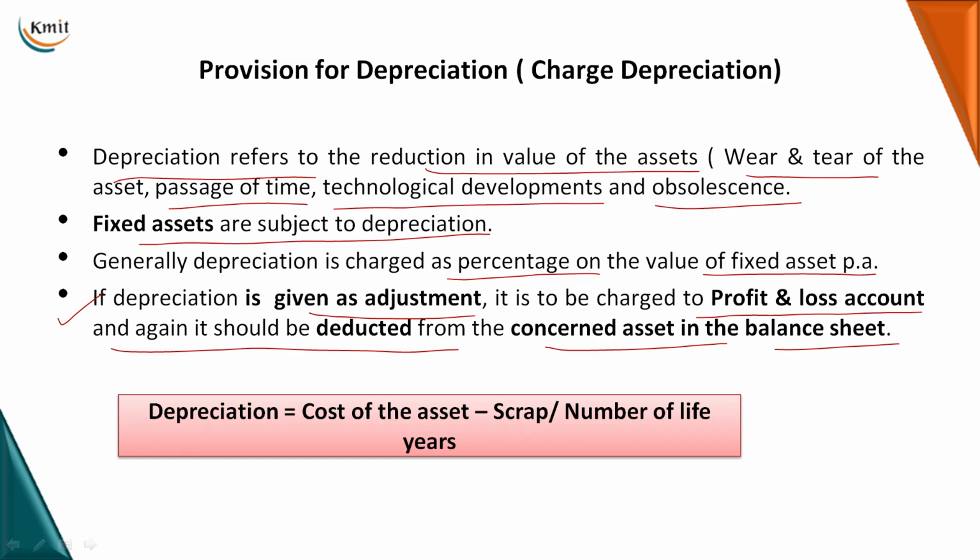In some cases, if you are supposed to find out the depreciation for the asset, this is the formula given: depreciation is equal to cost of the asset minus scrap, divided by the number of years of life of that particular asset.